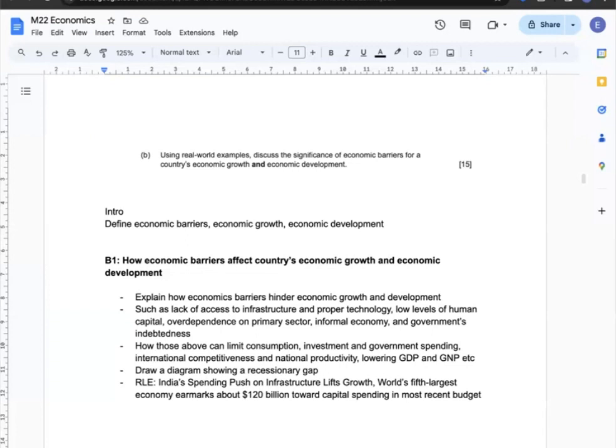And then I can draw a diagram showing a recessionary gap, AD-AS diagram. The real world example that I'm going to use is India.